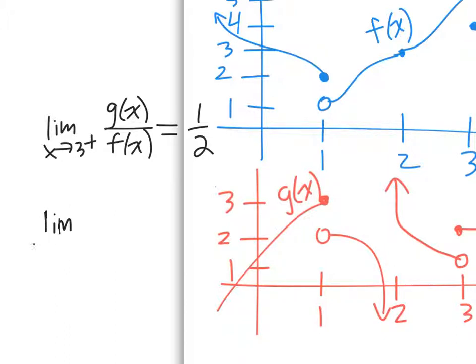Limit as x goes to, what's a weird one? Negative infinity? Let's do, I don't feel like I can trick you guys anymore. Oh, I know. F of 1 plus limit as x goes to 2 of g of x.